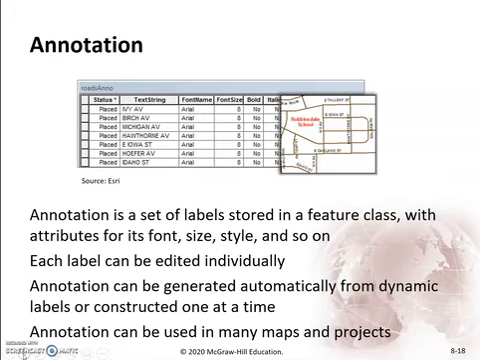Annotation is a set of labels stored in a feature class with attributes for its font, size, style, and so on. Each label can be edited individually. Annotation can be generated automatically from dynamic labels or constructed one at a time. Annotation can be used in many maps and projects.